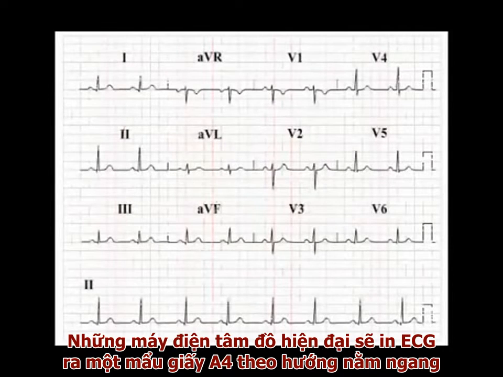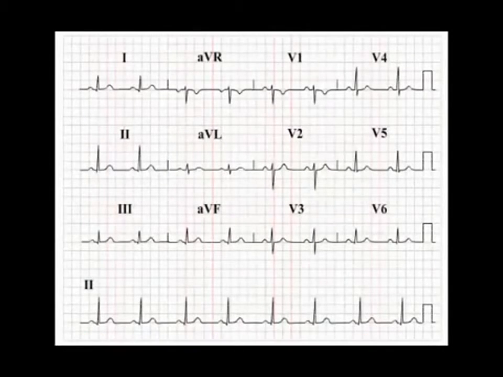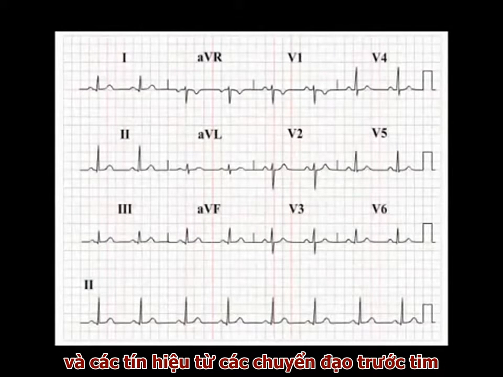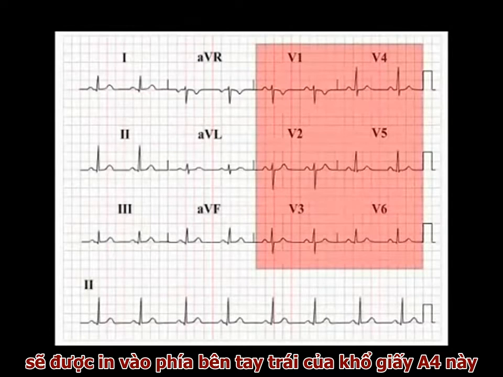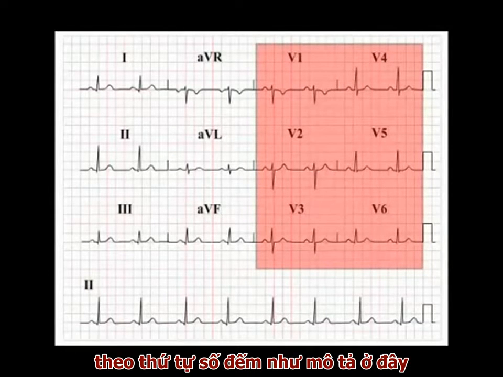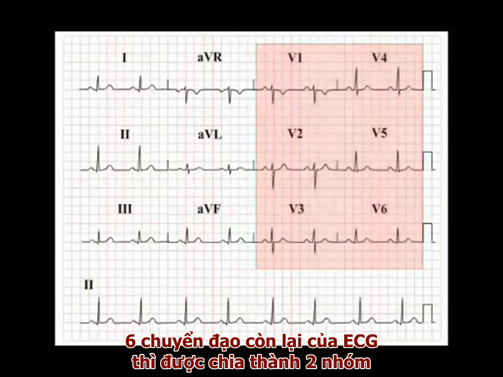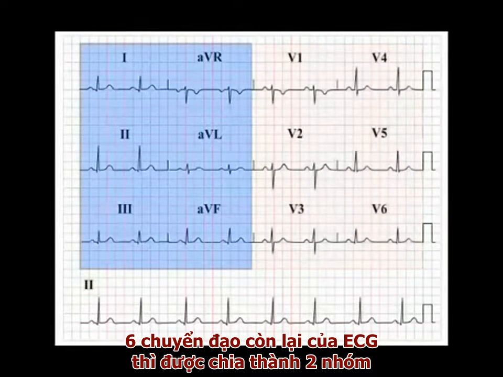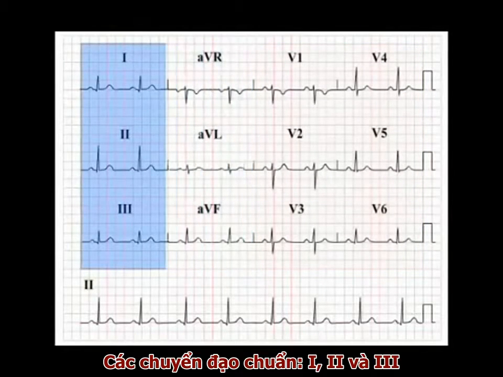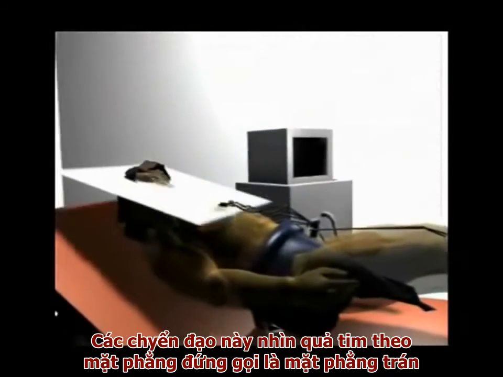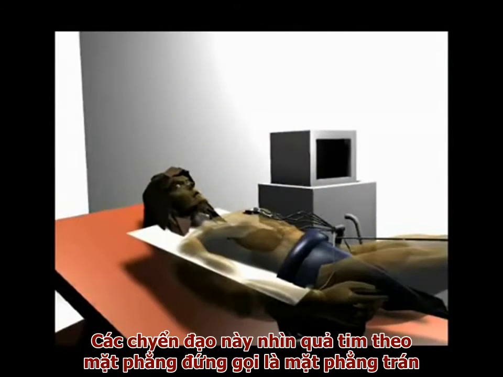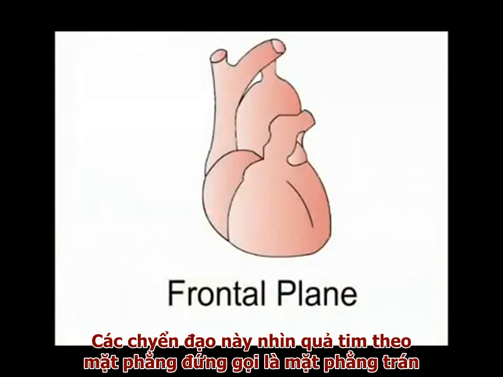Modern machines present the printed ECG readout landscaped on an A4 piece of paper, and the signal from each of the chest leads is recorded on the left-hand side of this A4 ECG readout in numerical order as shown here. The remaining 6 ECG leads we can consider in two groups. The standard leads, leads 1, 2 and 3, and the augmented leads, AVR, AVL and AVF. This vertical plane is known in anatomical terms as the frontal plane.